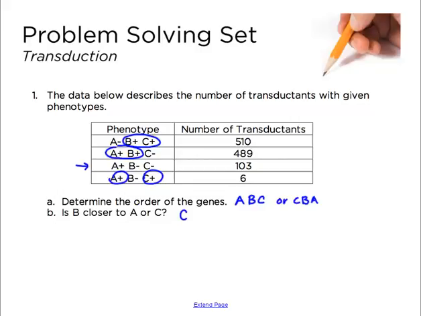Okay, it's very simple. Just another application of the closer two genes are together, the more likely they are to be donated to the recipient cell either through conjugation, transformation, or transduction.